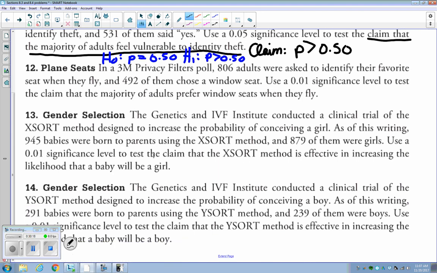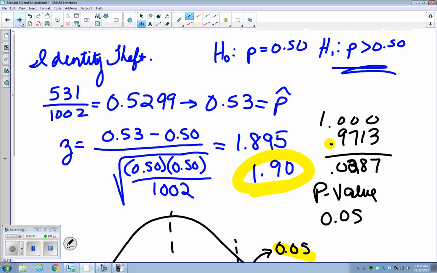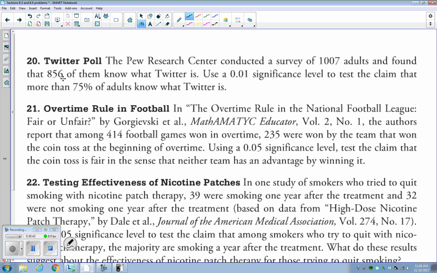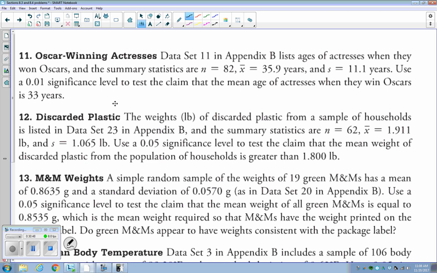So 12 is very similar to that. I'm going to skip that one. I'm going to let you work on those. Let's go to one from 8.4. Here we go. Starts with number 11.